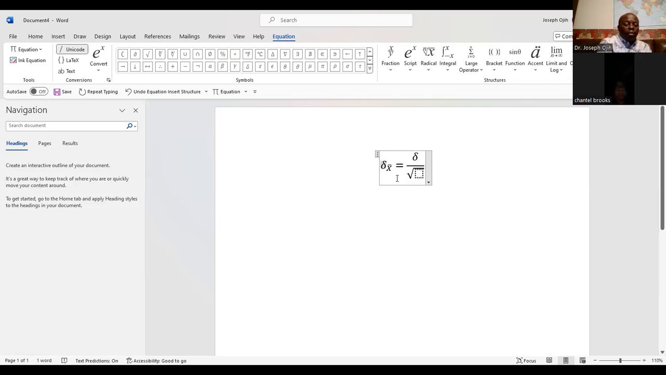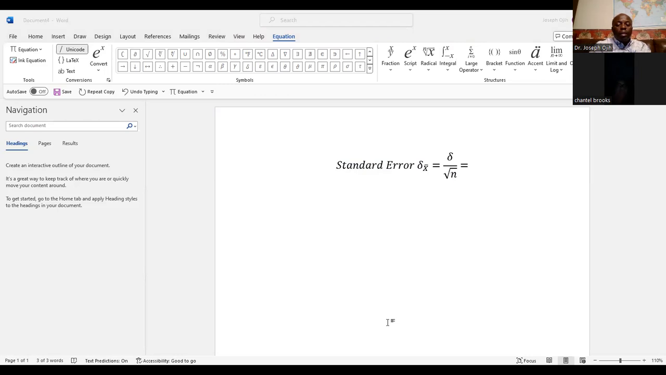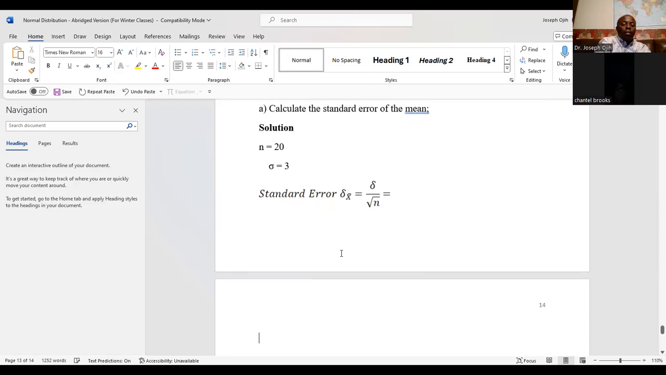I can find the standard error. Standard error equals standard deviation over the square root of n. So that's how it's going to look. I'm going to put it right there. The question says calculate the standard error of the mean. It's the formula right there.